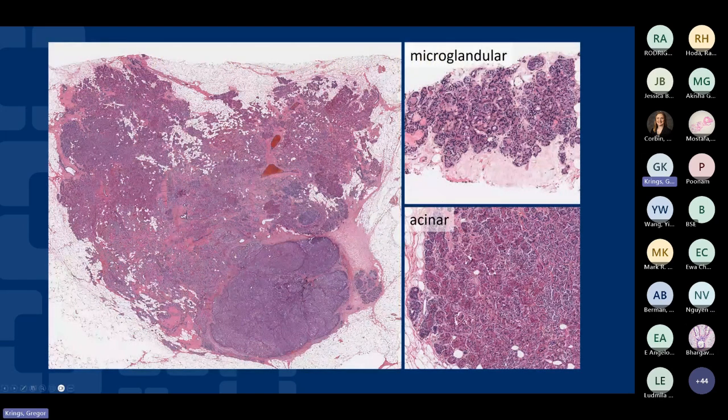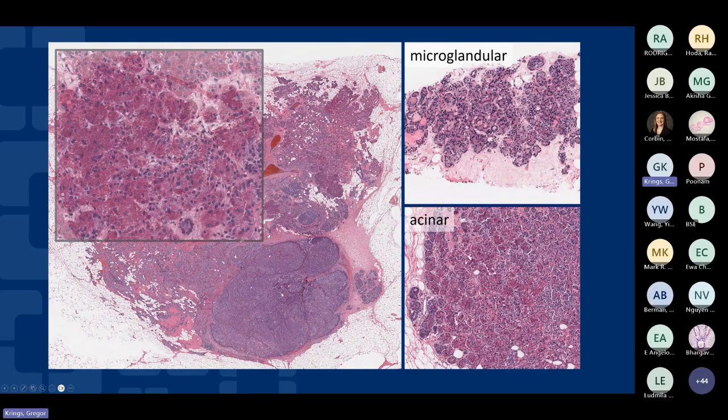So here's an example of an acinic cell-like carcinoma at low power. You can see the various growth patterns, microglandular, as well as acinar growth, as well as areas of sheet-like solid growth in this particular case.